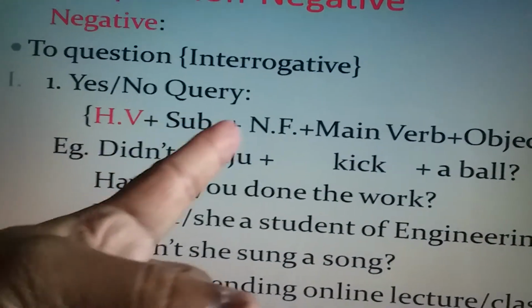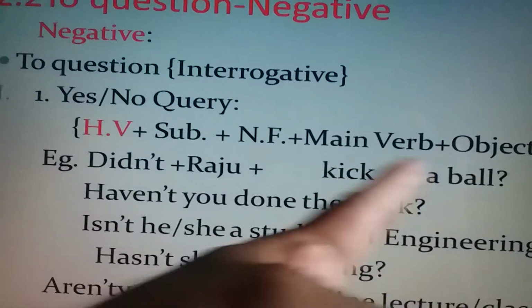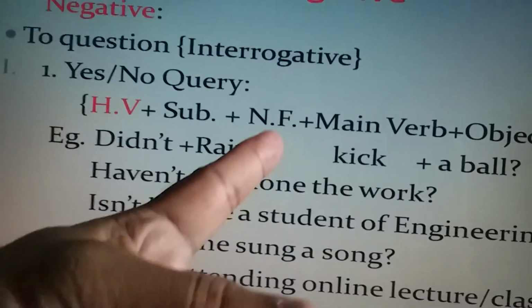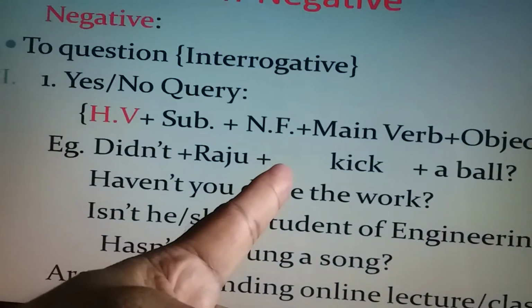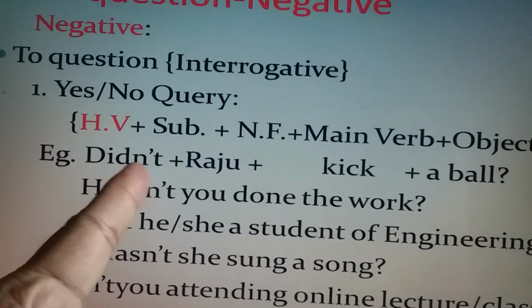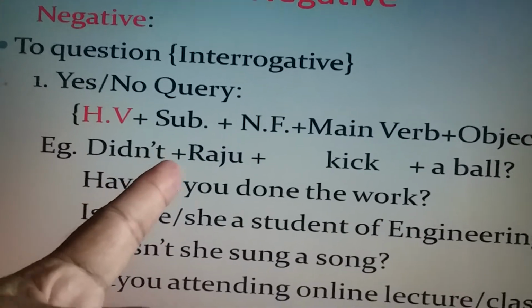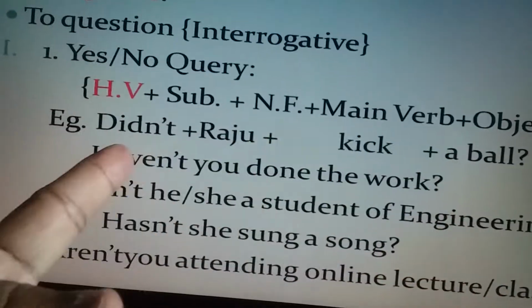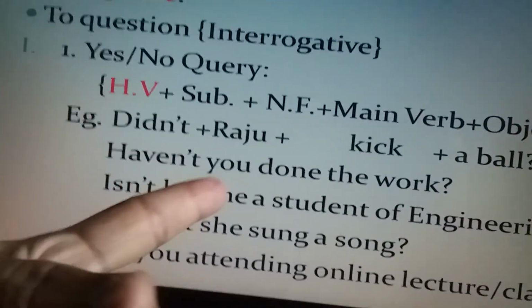Helping verb, subject, negative form, main verb, object. Didn't Raju. In the written form, we take the helping verb, then the negative form after the subject. But of course, nowadays we use the helping verb and immediately the negative form. Then subject, then verb, then object. Didn't Raju kick a ball? Haven't you done the work?